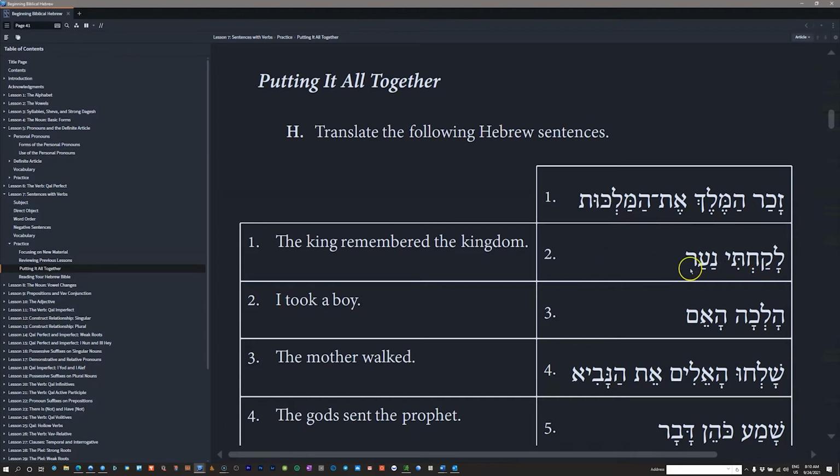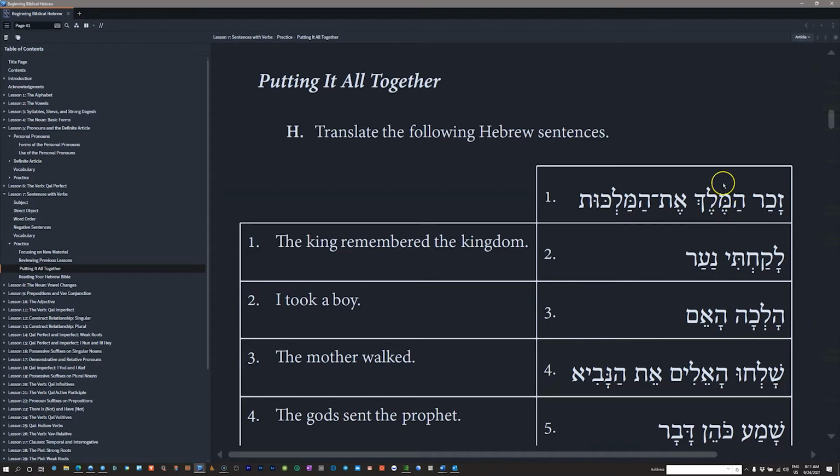And since there is no explicit subject in Hebrew, we have to use the 1CS pronoun based on the verbal form. So we would translate this as "I took." Took what? Na'ar. I took a boy, I took a servant, something like that. But here, we ask ourselves, do we have an explicit subject? And ha melech really seems to be the explicit subject.